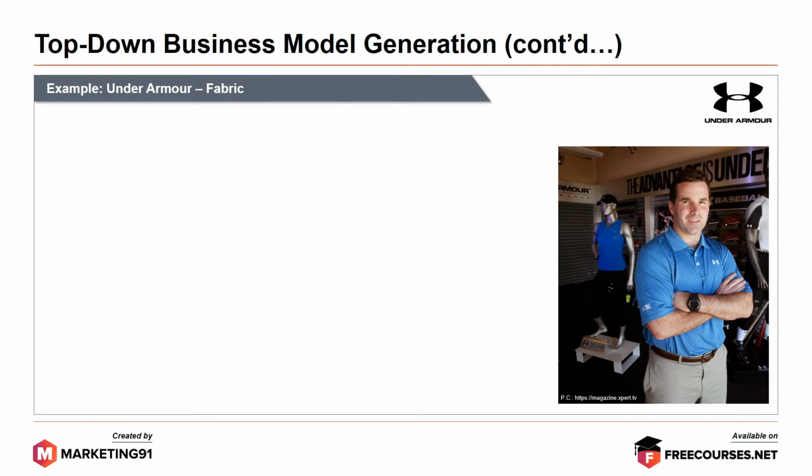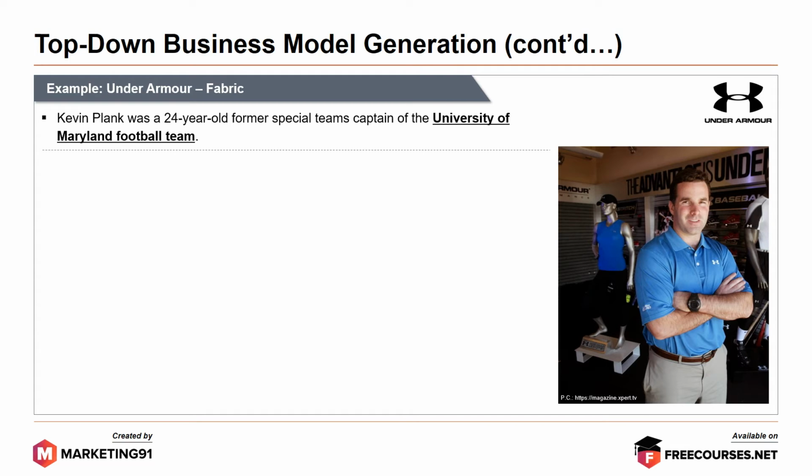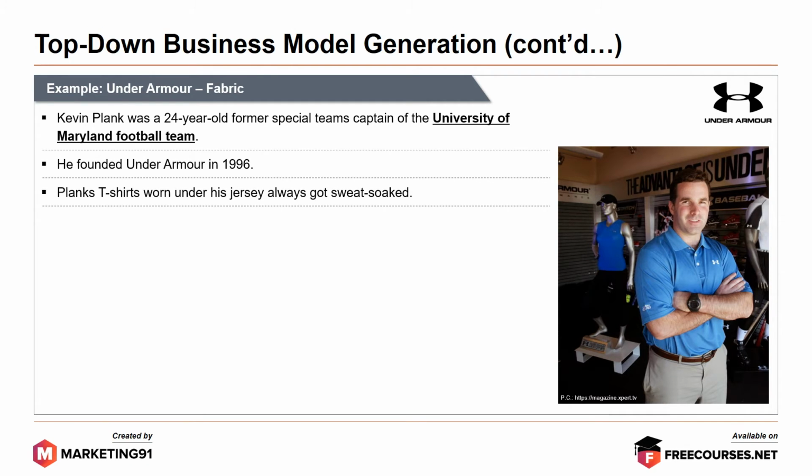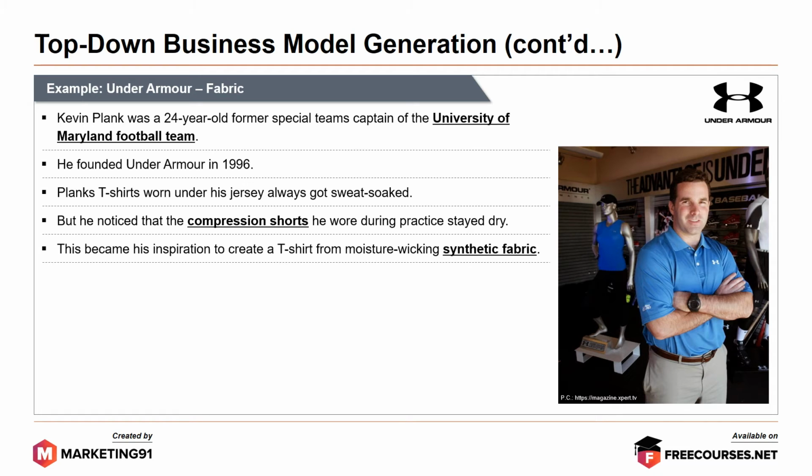Another example under the top-down business model is of Under Armour's fabric. Kevin Plank was a 24-year-old former special teams captain of the University of Maryland's football team. He founded Under Armour in 1996. Plank's t-shirt worn under his jersey always got sweat-soaked, but he noticed that the compression shorts he wore during the practice stayed dry. This became his inspiration to create a t-shirt from moisture-wicking synthetic fabric.